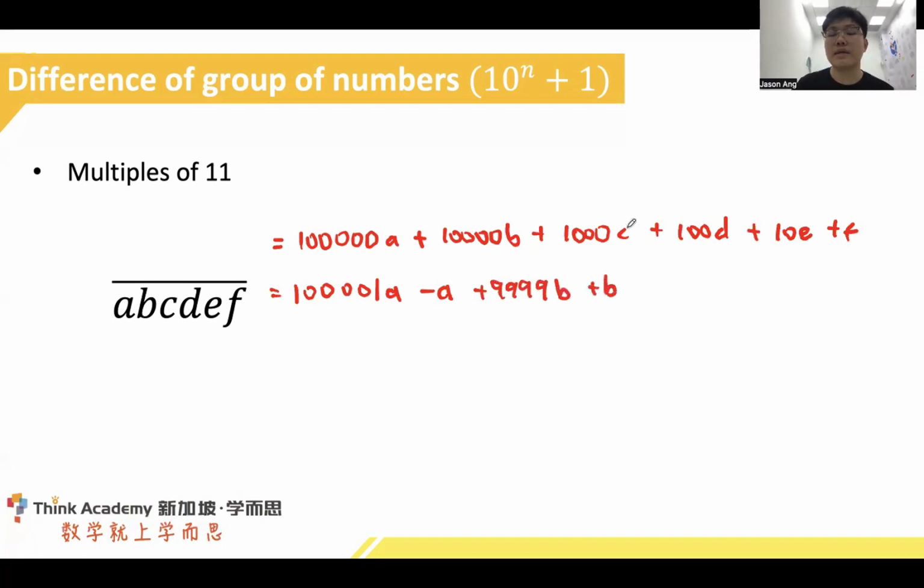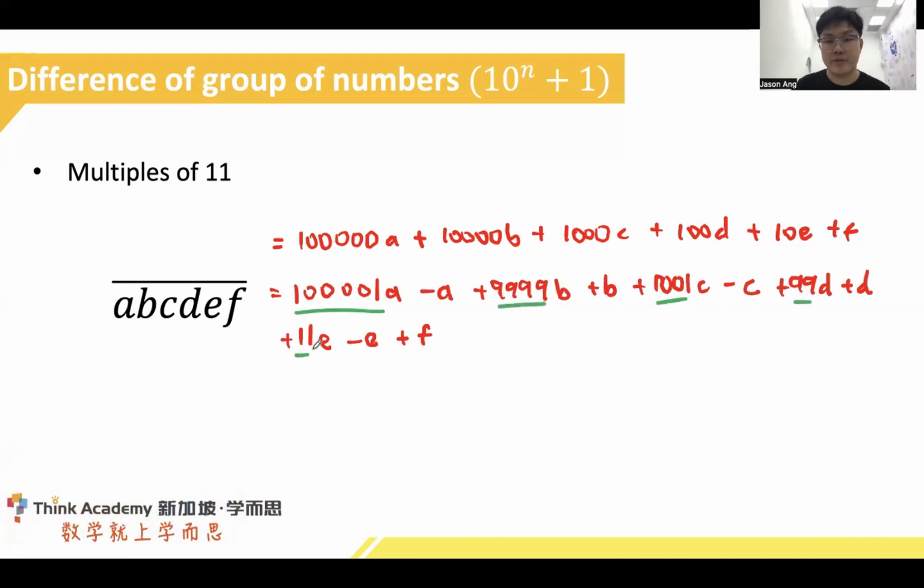9999b plus b for my second term, 1001c minus c for my third term. Then after that, we have 99d plus d for my fourth term. I have 11e minus e for my fifth term, and I have f. And why do I want to split it in such a weird method over here? Similar explanation. If you look at these numbers over here, they are all going to be divisible by 11.